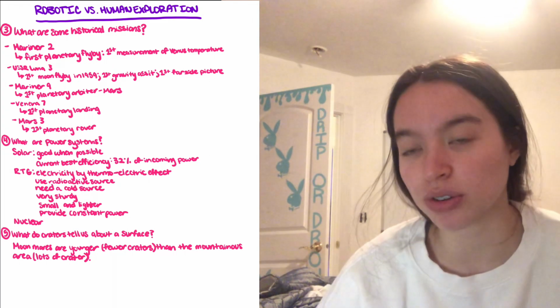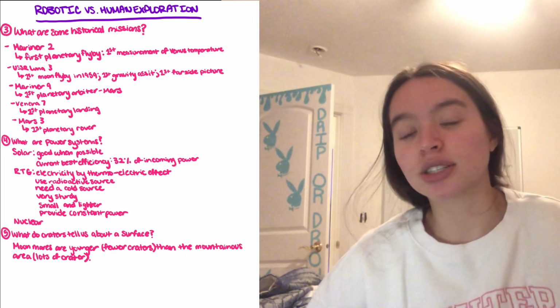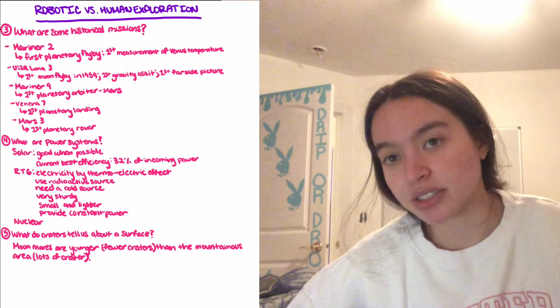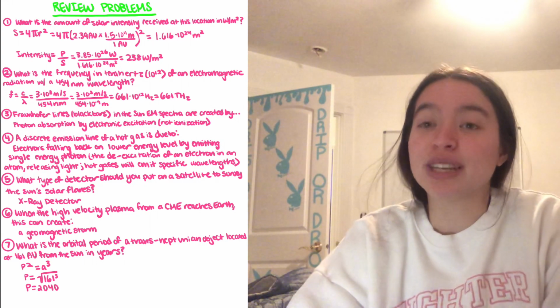Next question is, what do craters tell us about a surface? So moon mares are younger than the mountainous areas, so the places that are younger have fewer craters, and the places that are older have lots of craters. So that was it for the complete study guide, and now we are going into the review problems.